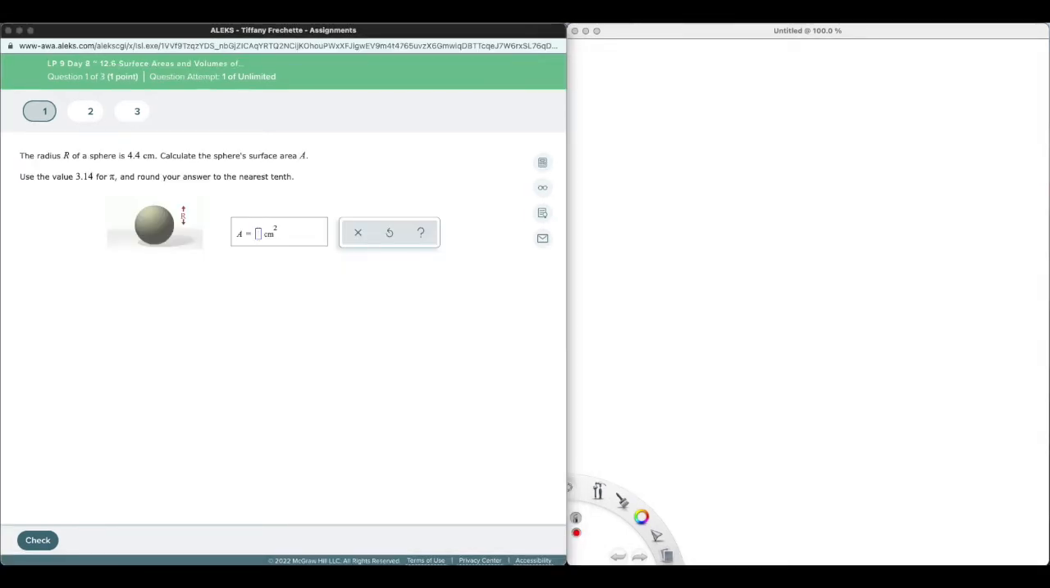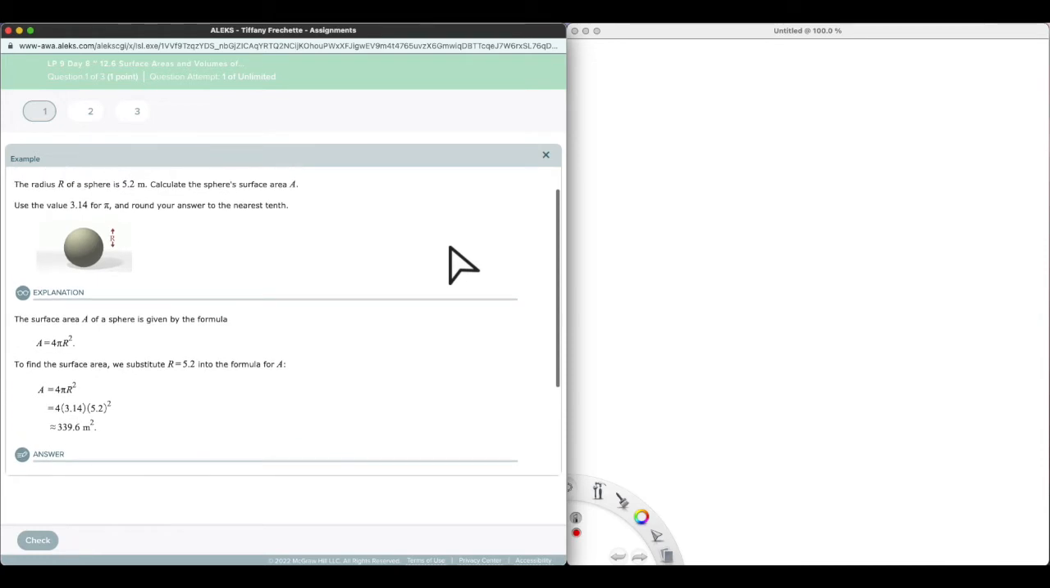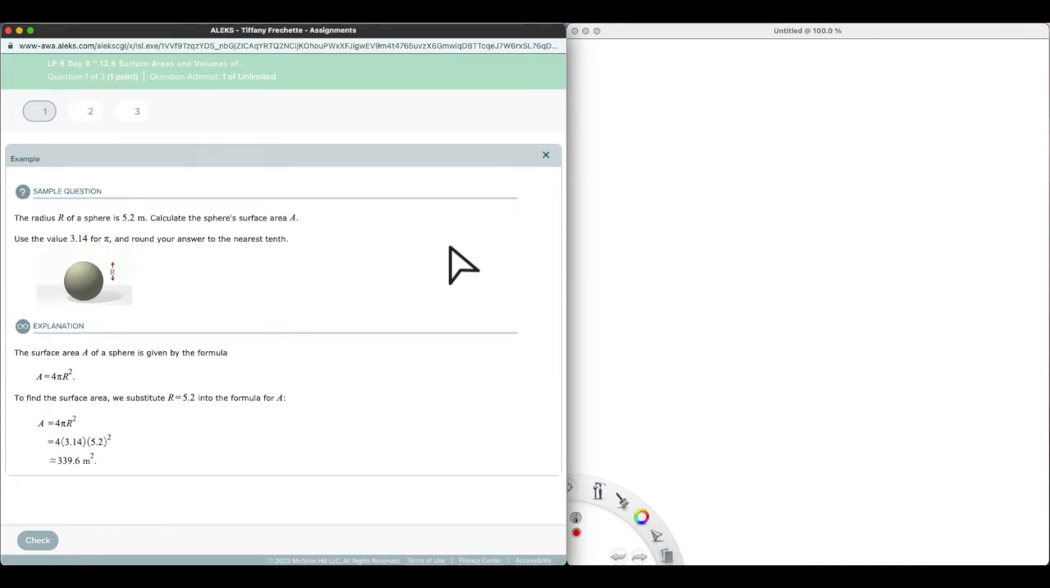We are looking at a problem that says the radius r of a sphere is 4.4 centimeters. Calculate the sphere's surface area A. Use 3.14 for pi and round your answer to the nearest tenth. This is definitely another example of background information. We would need to make sure that we knew the formula to calculate the surface area of a sphere. Sorry, I'm saying volume, but we're doing surface area first, then we're going to do volume on the next problem.